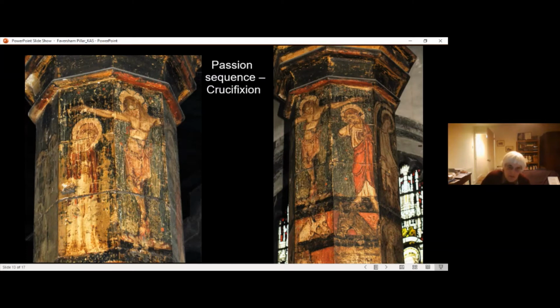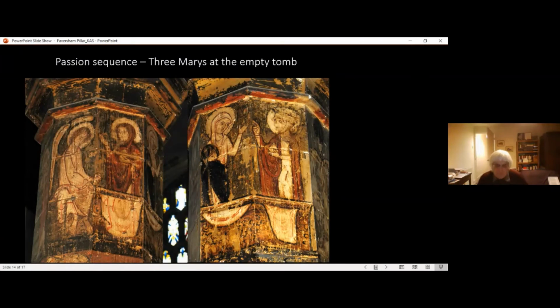If we move to the final Passion sequence, we've got the empty tomb, and we've got the three Marys, as you would expect. Now, in a sense, we have two pairs here. So we have the first Mary who faces the angel, while her two companions face each other. And they're all standing behind the empty tomb, from which the cloth, which wrapped Christ's body, sticks out. So again, we've got how the painter is using the pillar.